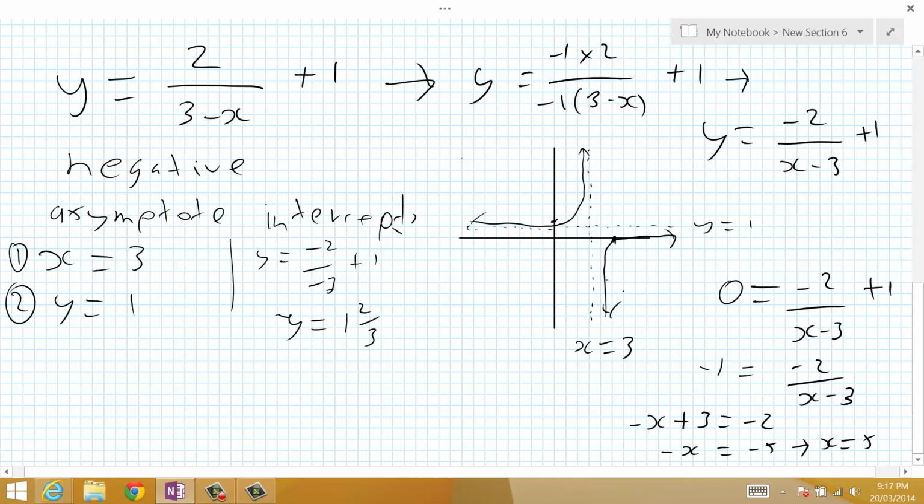And we would mark in our points, 5, and we'd have 1 and 2/3. A bit neater than that perhaps. And that's a more difficult hyperbola.